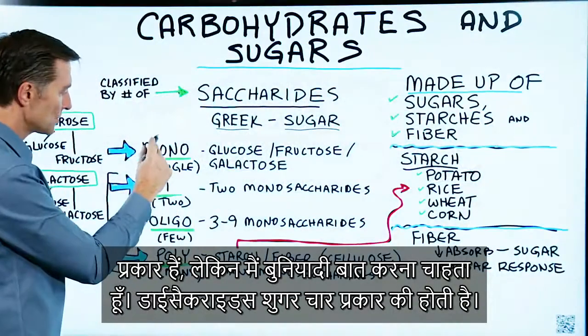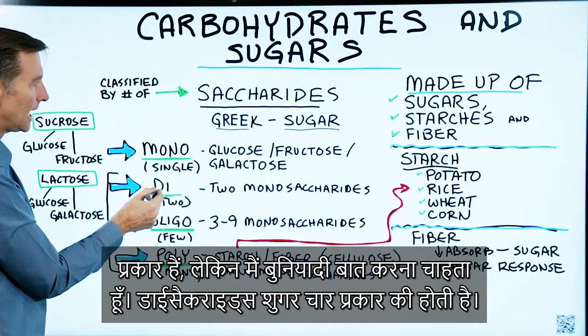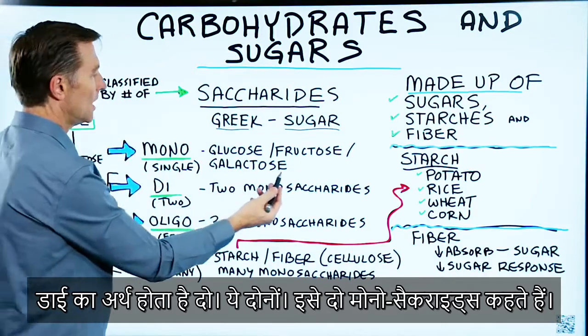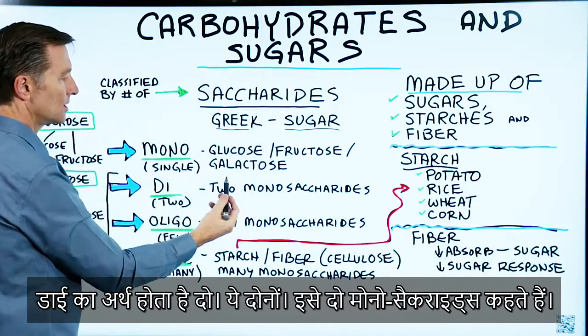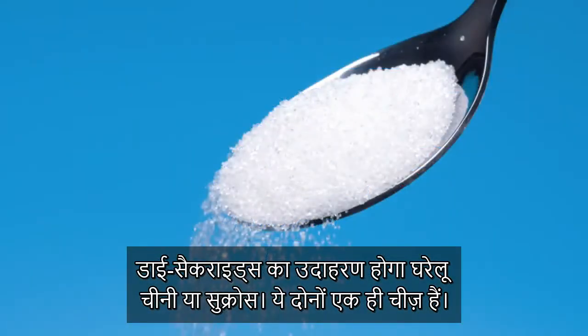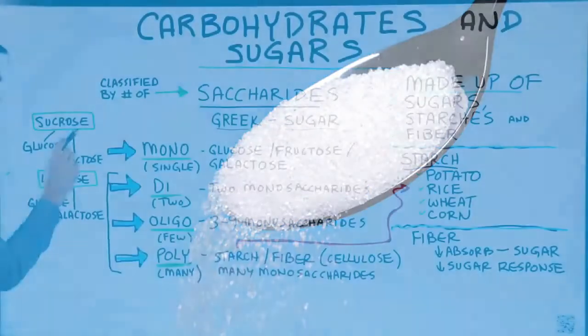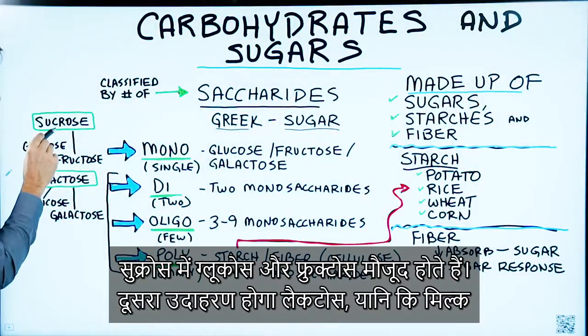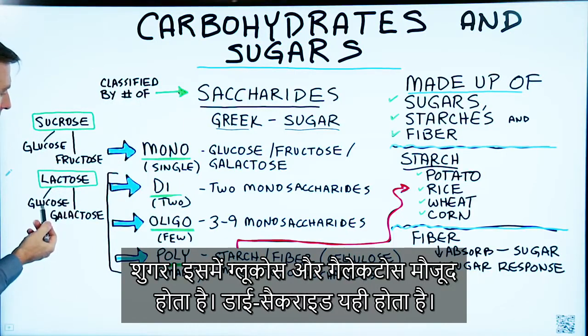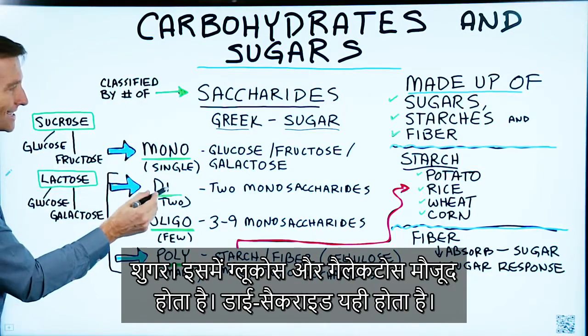Next one, and there's 4, okay, is disaccharides. Di means 2. 2 of these right here, called 2 monosaccharides. So an example of a disaccharide would be like table sugar or sucrose. Sucrose is composed of 2 of these, glucose and fructose. Another example would be lactose, milk sugar. It's composed of glucose and galactose, okay? So that's what a disaccharide is.